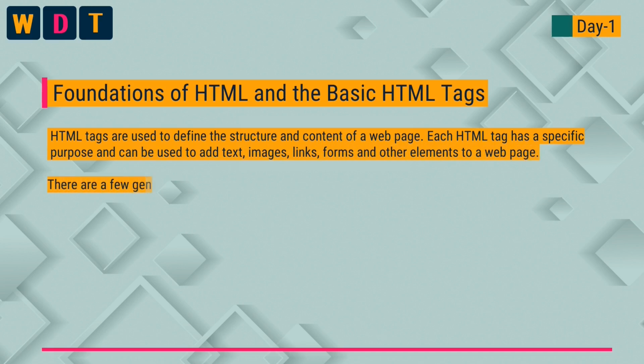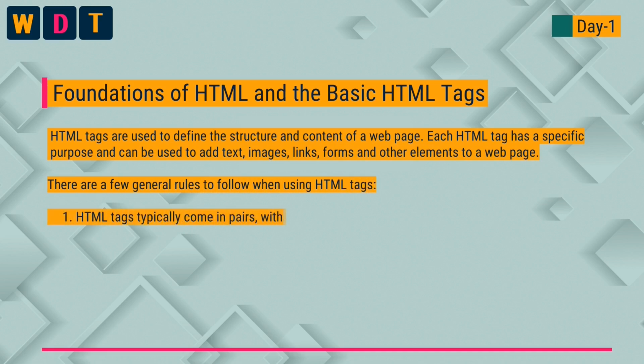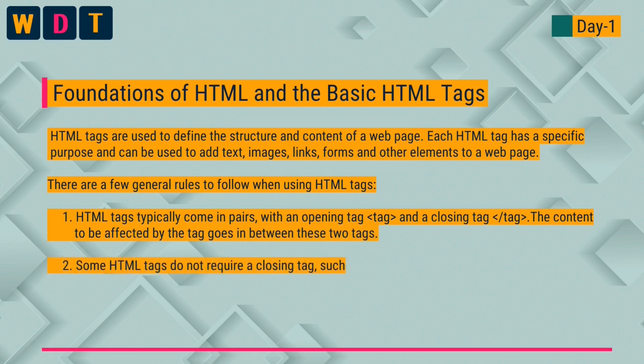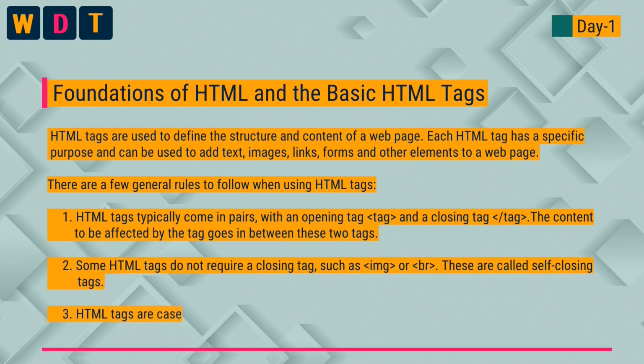There are a few general rules to follow when using HTML tags. HTML tags typically come in pairs, with an open tag and a closing tag. The content to be affected by the tag goes in between these two tags. Some tags do not require a closing tag, such as image or BR tags. These are called self-closing tags. HTML tags are case insensitive, but it's recommended to use lowercase tags for consistency and readability. Let's move to live and explore basic HTML tags.